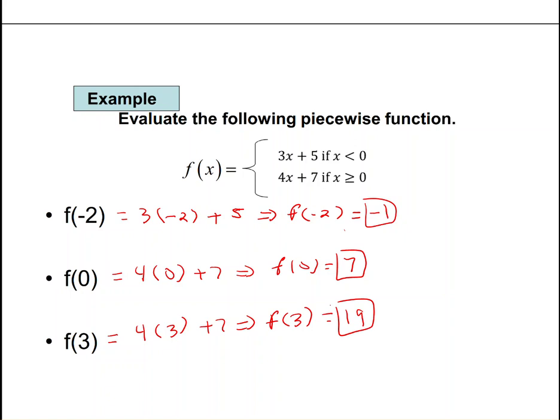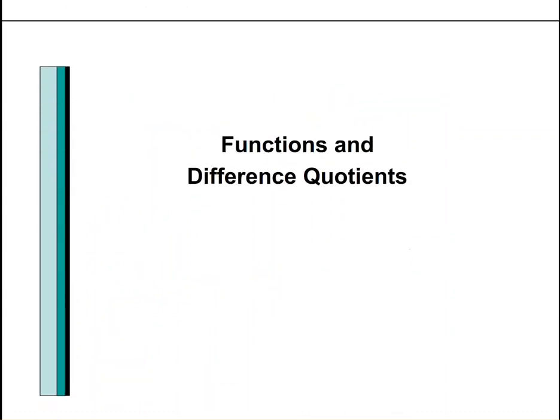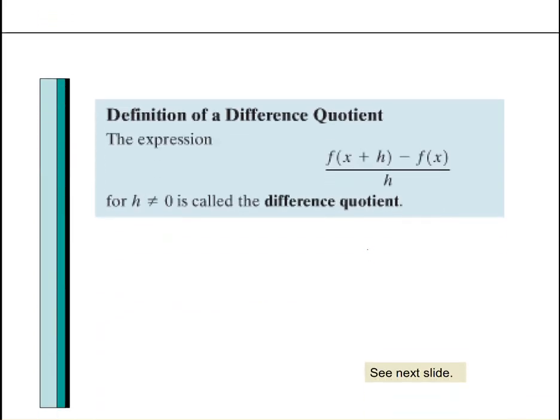The next thing that we're going to look at is functions and the difference quotient. You will see this in the derivative definition when you begin your calculus journey. The difference quotient is the expression f of x plus h minus f of x, all divided by h, for h not equaling 0. That's called a difference quotient.